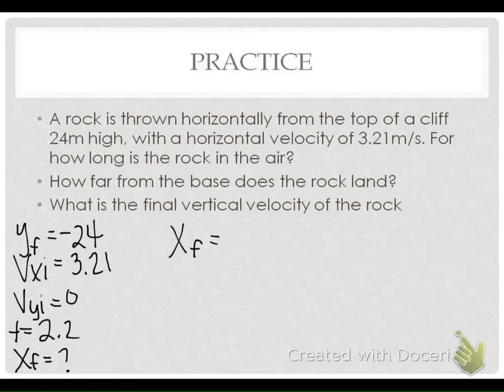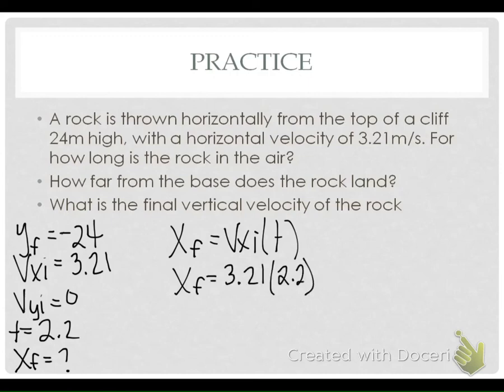So x final equals Vxi times time, because we now have Vxi and we solved for time. So x final equals 3.21 times 2.2. Okay. What will the units be here? Just meters, because it's a distance.